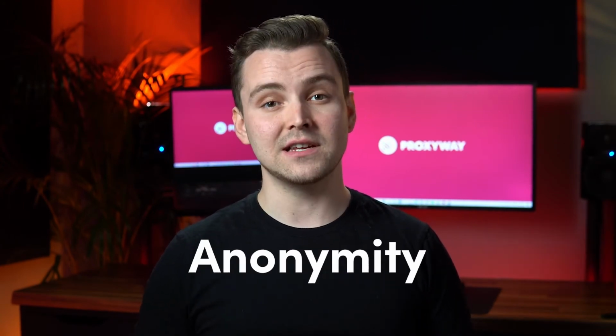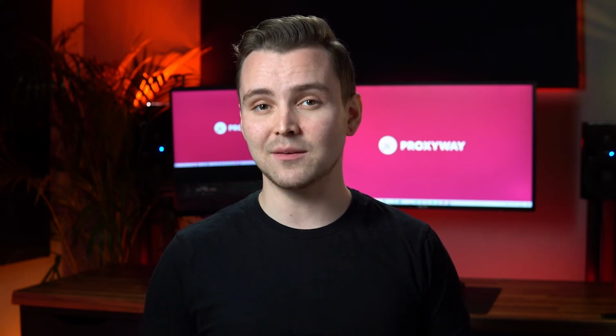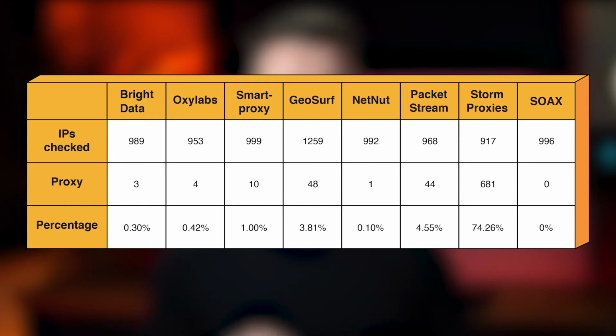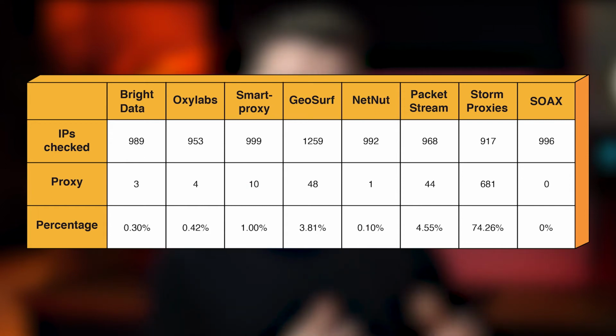To check the anonymity, we ran some IPs through an IP database to see if they have been identified as proxy addresses there. The scale is small, but you can still see that some providers have a very low percentage of flagged IPs in a database, but for some, this percentage is high.